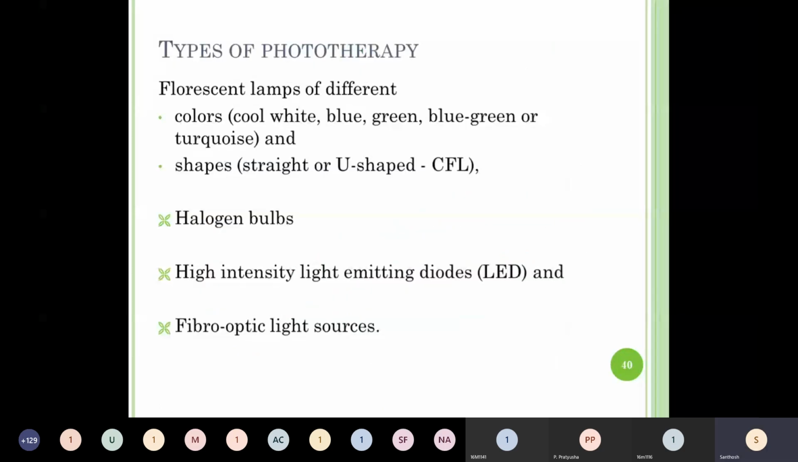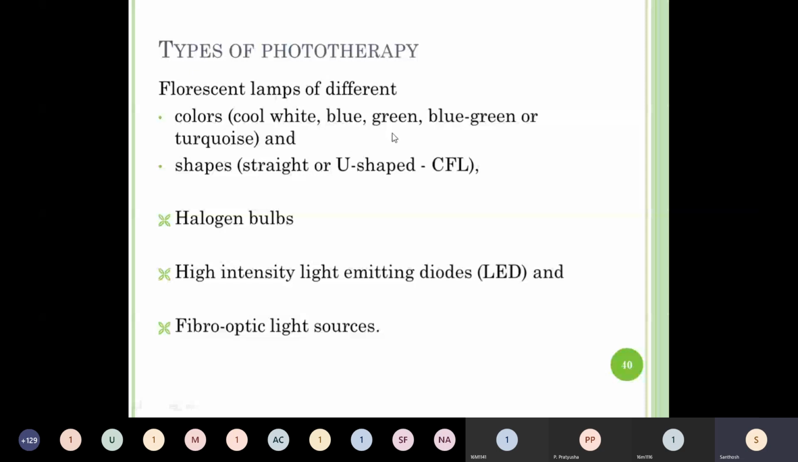Now, what are the various types of phototherapy? There are various phototherapy devices available in the market which give a blue light, blue-green light. One is the fluorescent lamps, then halogen bulbs, then LED lights, light emitting diodes, and fiber optic light sources. First, the light emitting diodes provide optimal high intensity light in the absorption spectrum of bilirubin. These are the ones which are available in our NICU in Rajarajeshwari Medical College.